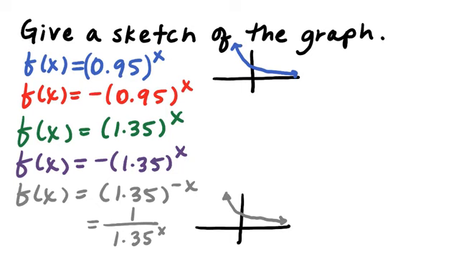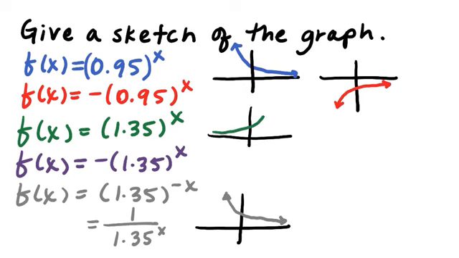The red one is very similar to the blue one, except its y is negative where it had been positive before. So I'm just going to reflect across the x-axis. This green one, since the base is bigger than 1, is exponential growth. And we're familiar with that. It looks like the graph of 2 to the x. It grows as you move to the right; as you move to the left, you're dividing by 1.35 over and over again, and it gets closer to 0.